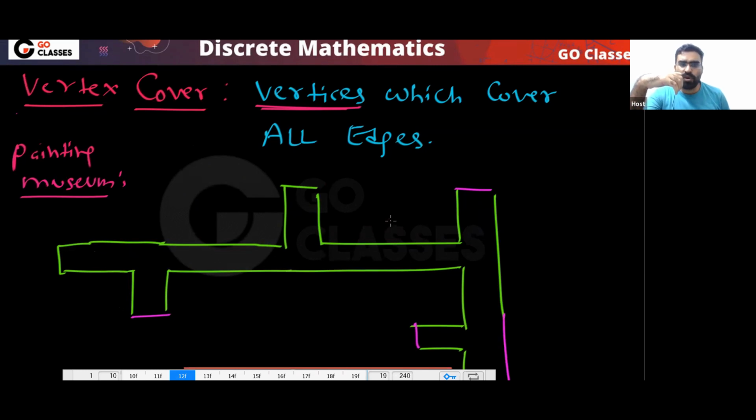Then what do we actually want? How many security guards will be there? Tell me how many security guards we need to cover all the paintings. We want to cover all these walls. Is this problem clear? So you have a painting museum. In this painting museum, how many security guards do you need?